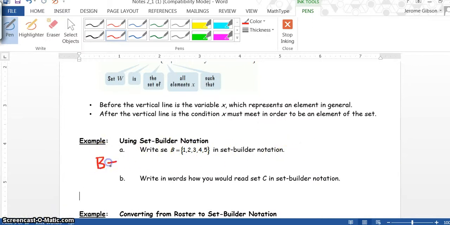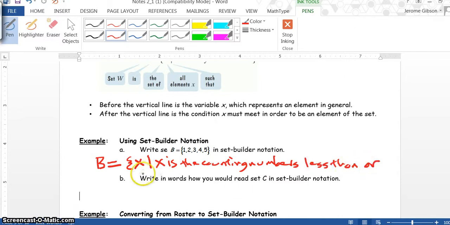This would be set B is equal to, or is the set of, we use X, all the elements X such that X is the counting numbers less than or equal to 5. And this will be your set notation, your set builder notation.